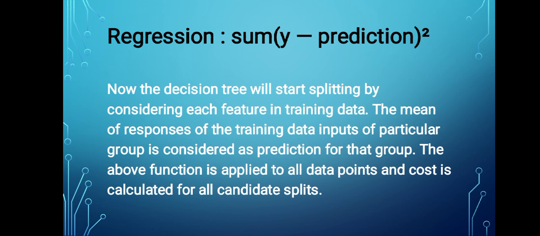Now, the decision tree will start splitting by considering each feature in the training data. The mean of responses of training data inputs of particular groups is considered as a prediction for the group. The above function is applied to all data points and costs are calculated for all candidate splits. So dito sa regression, sum of quantity y minus prediction, quantity squared.